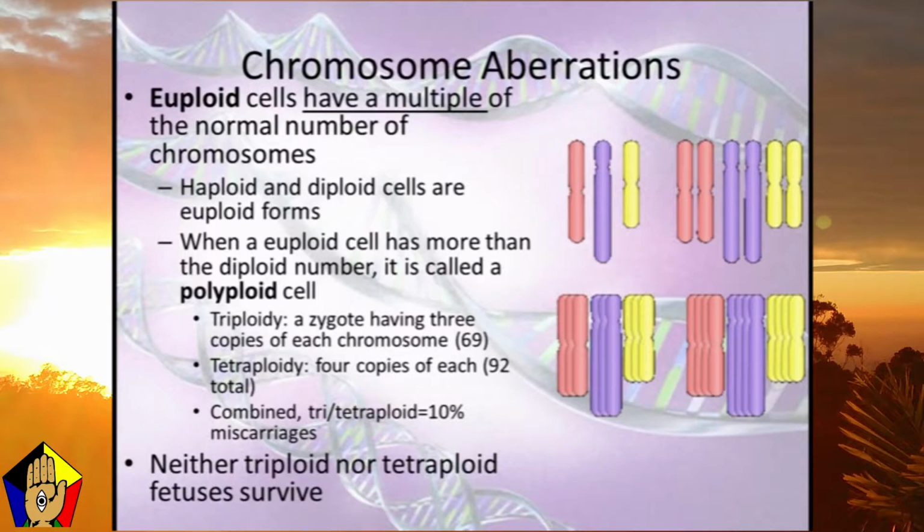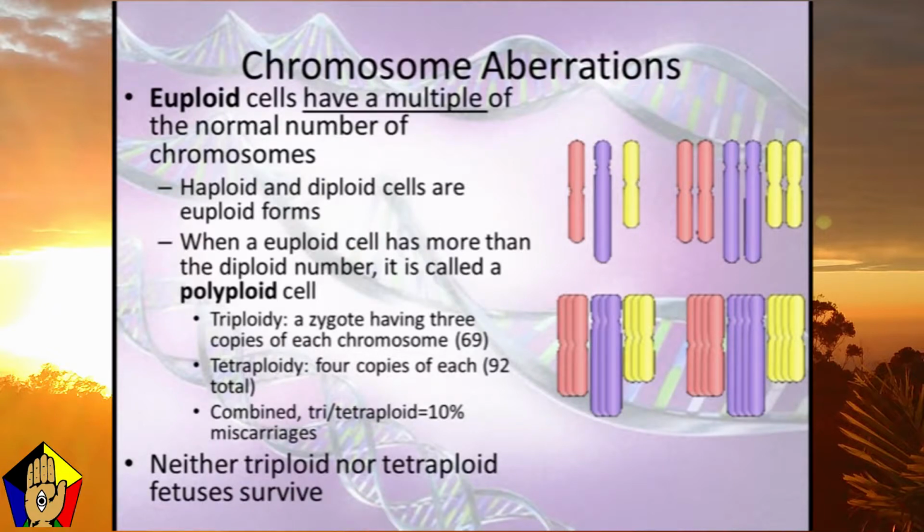Okay, so some chromosome aberrations, some terms to get to know. First is euploid or euploidy. These cells have a multiple of the normal number of chromosomes, so some multiple of 23. It can be 23, 46, 69, 92. All of those are multiples of 23, and they call those euploids. If it's 1 set, it's euploid, but it's haploid; that's in a gamete, a reproductive cell. Diploids, the typical somatic cell, are euploid, and they have 46.